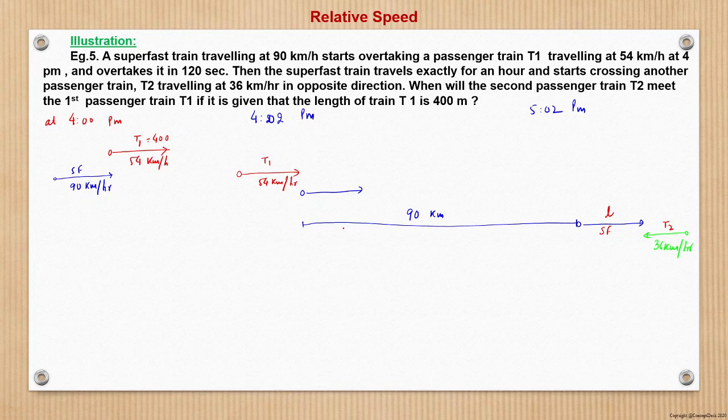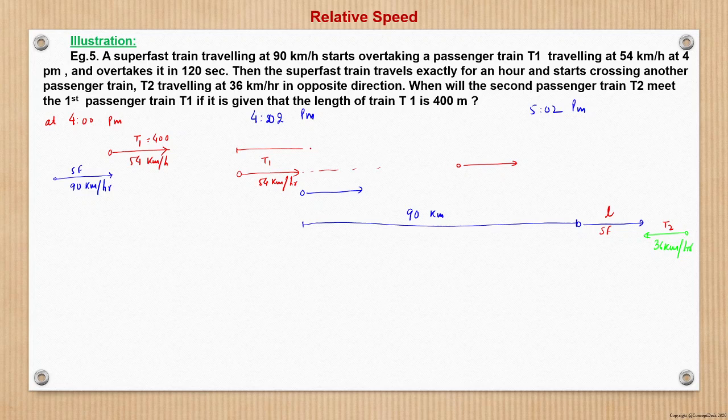Because from 4:02 to 5:02, the super fast train has covered 90 kilometer. But in this 1 hour, the T1 train has also covered a certain distance. So the T1 train would have covered a distance of 54 kilometer here, right? This rear end would have come here. So we can say that it would have covered 54 kilometers.